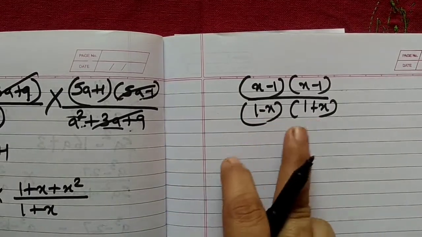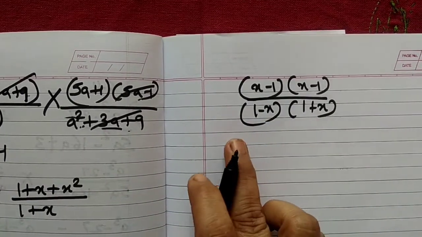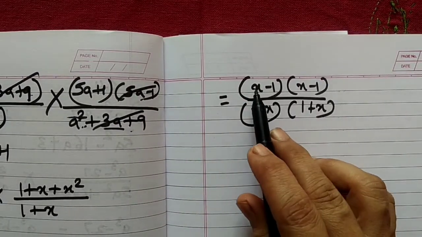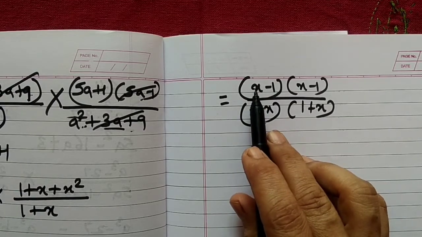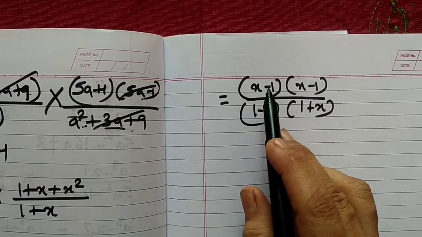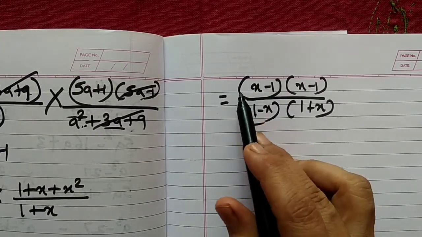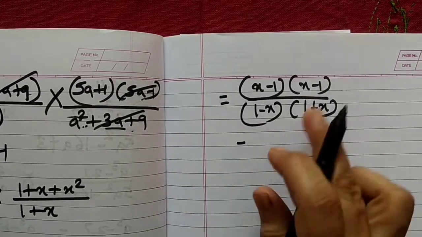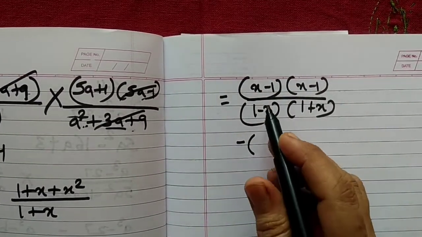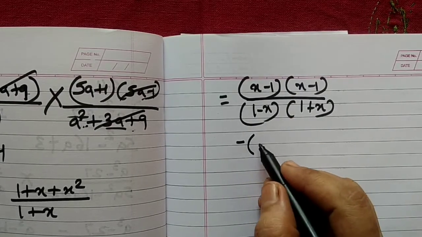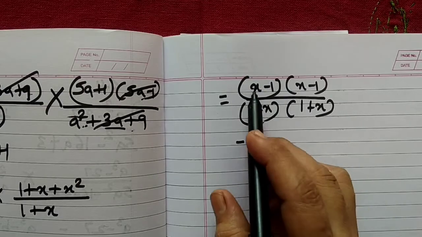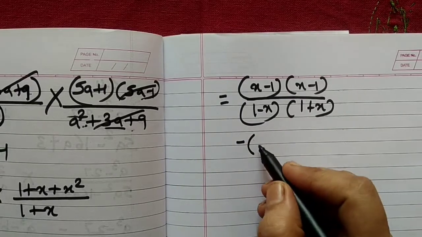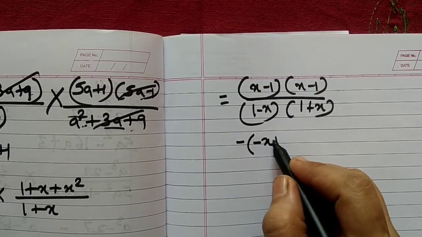Now here we have to do one thing which is a little difficult to understand. Here, see, this is 1 minus x and this is x minus 1. So what I am going to do is take out the minus sign from this bracket and put it outside. I don't want to change the meaning, so when I take out a minus sign, I will get a minus x over here and plus 1.